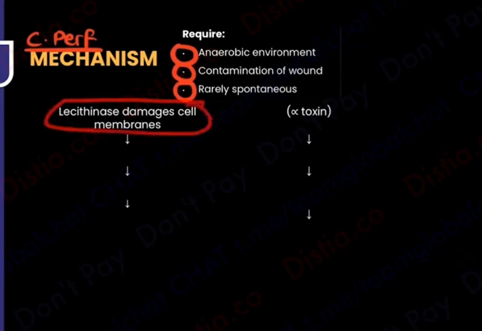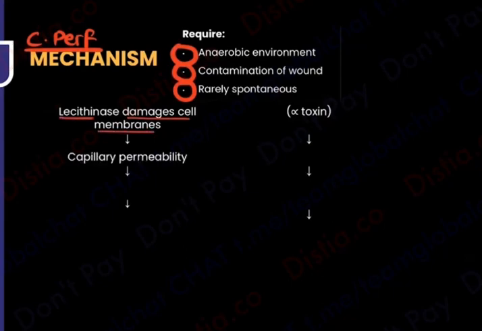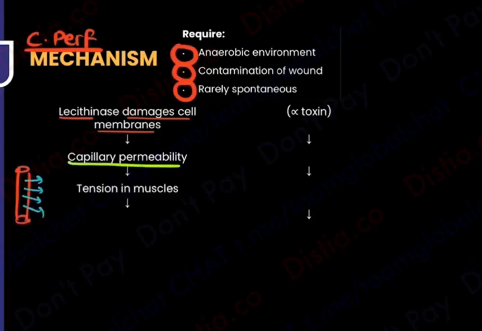I told you Clostridium perfringens has a very important toxin called alpha toxin. Alpha toxin has lecithinase activity. So what is that lecithinase going to do? It is going to damage the cell membrane. Wherever lecithin is present, it will damage it. It means the blood vessels are damaged. The capillary permeability will increase. All the fluid will come out of the capillaries. If these were the capillaries, all the fluid is basically going to come out.